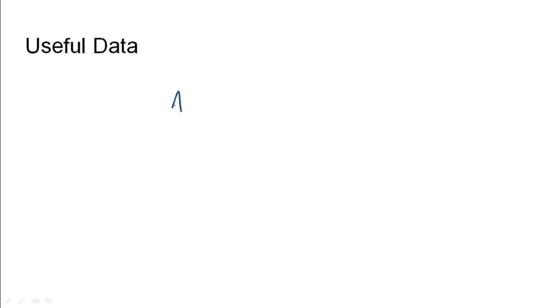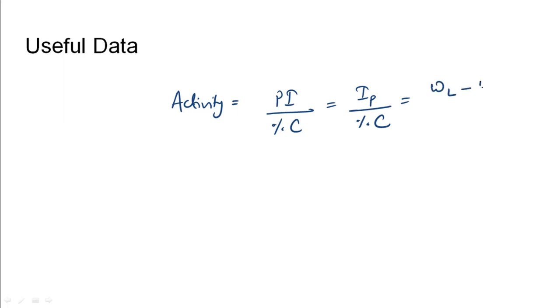So when we talk about the activity of a soil, it is given by the ratio of the plasticity index divided by the percentage of clay. So the plasticity index is denoted by IP divided by percentage of clay. Plasticity index is nothing but the difference between the liquid limit and the plastic limit, and this is divided by the proportion of clay in the soil sample to get the activity.